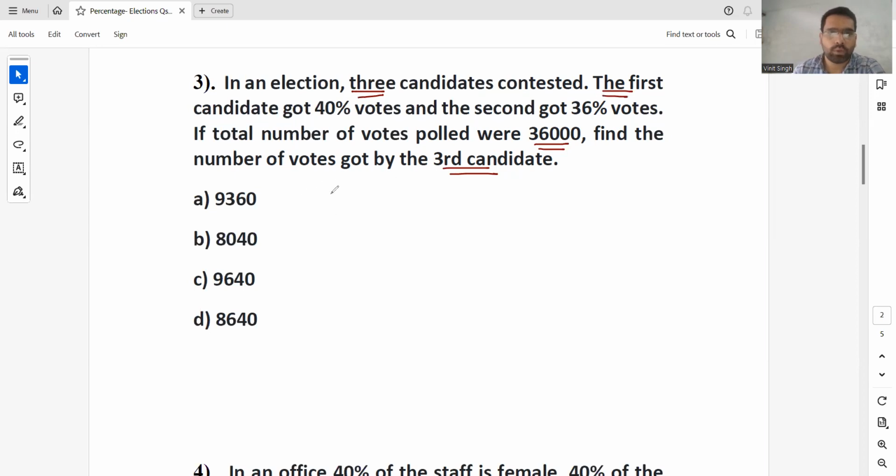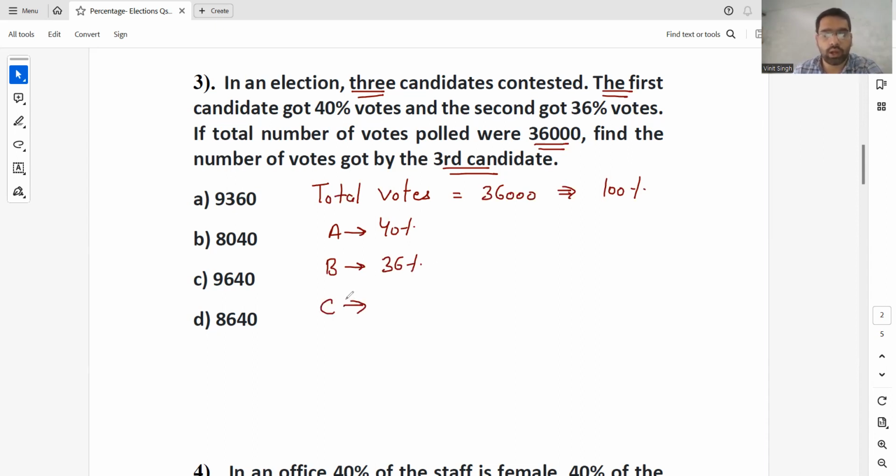Now, the total votes is given, 36,000, which is equal to 100%. Now A will get 40%. A got 40%, B got 36%. So what percentage of the votes did C get? It becomes 76. Total is 100. So C will get 24%.